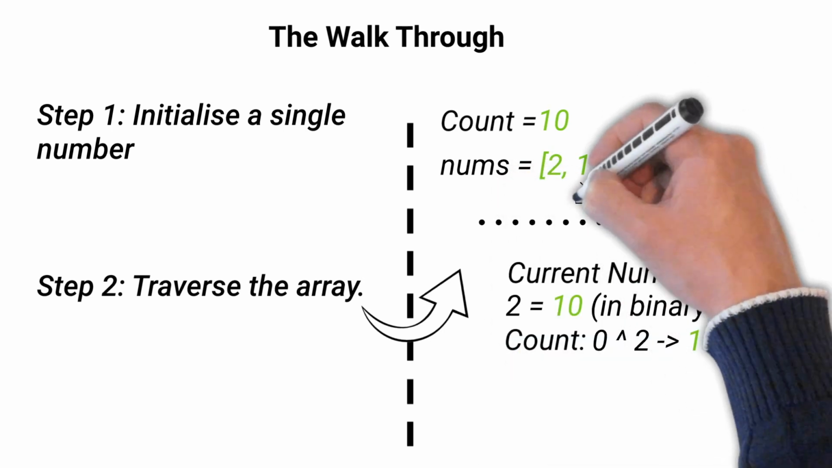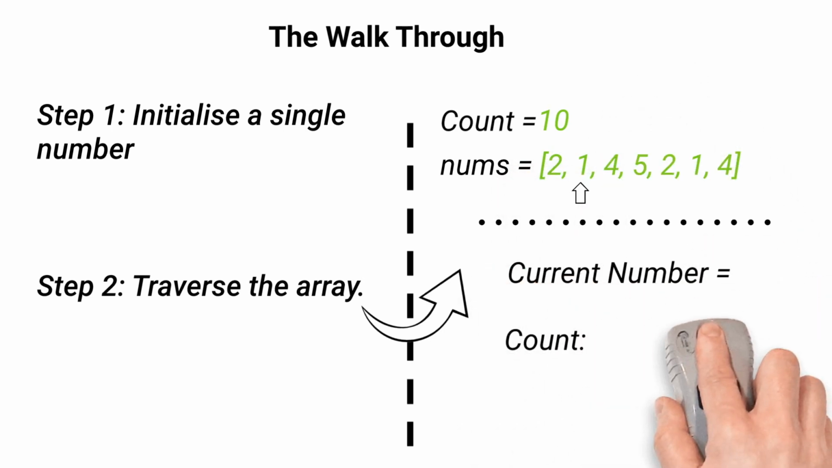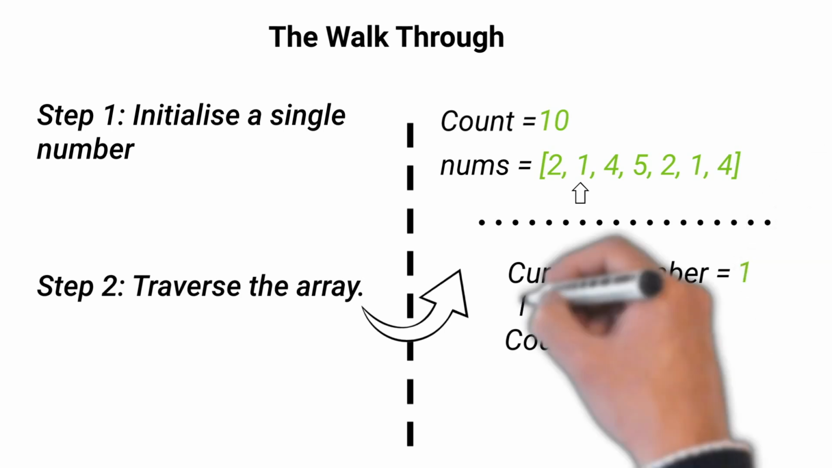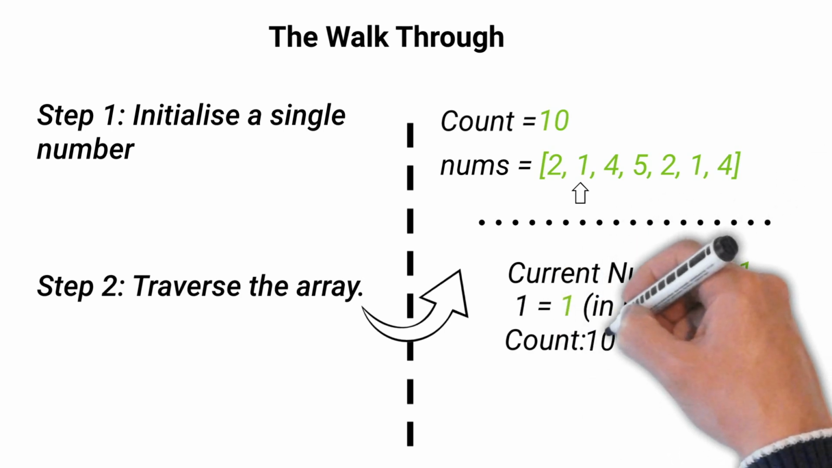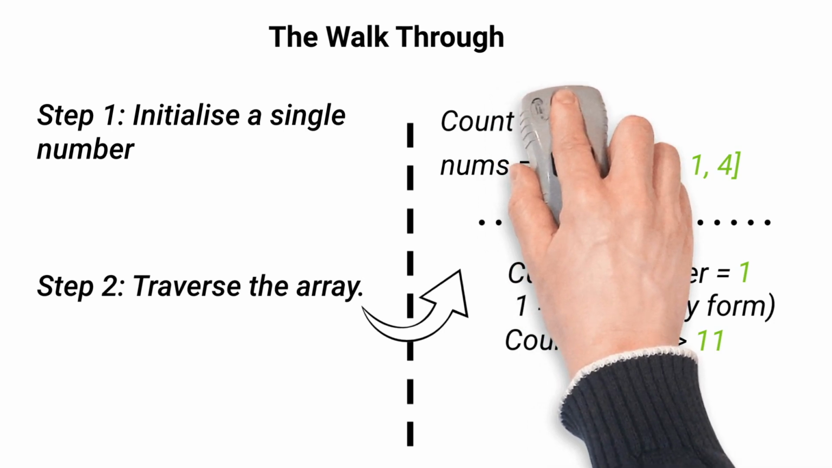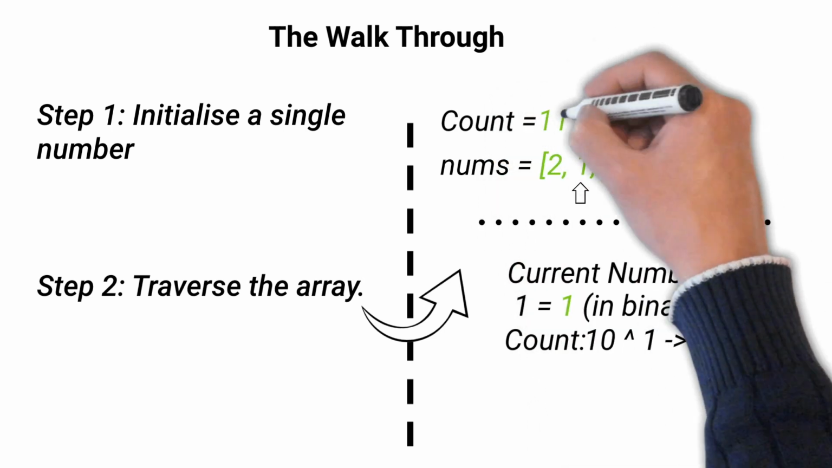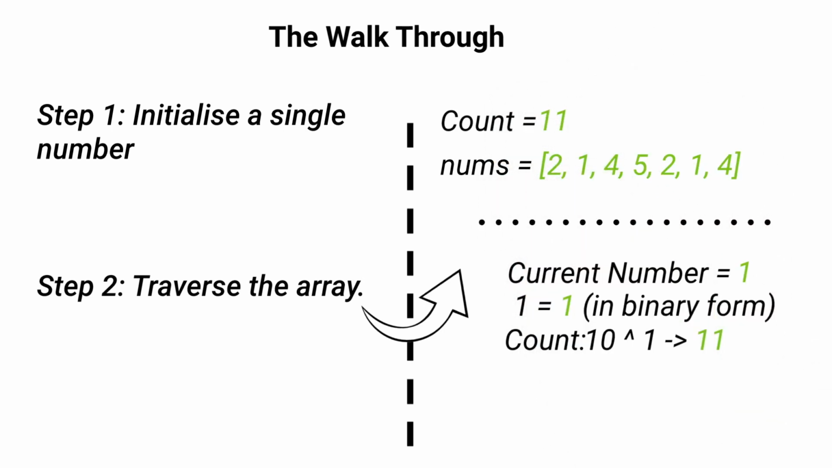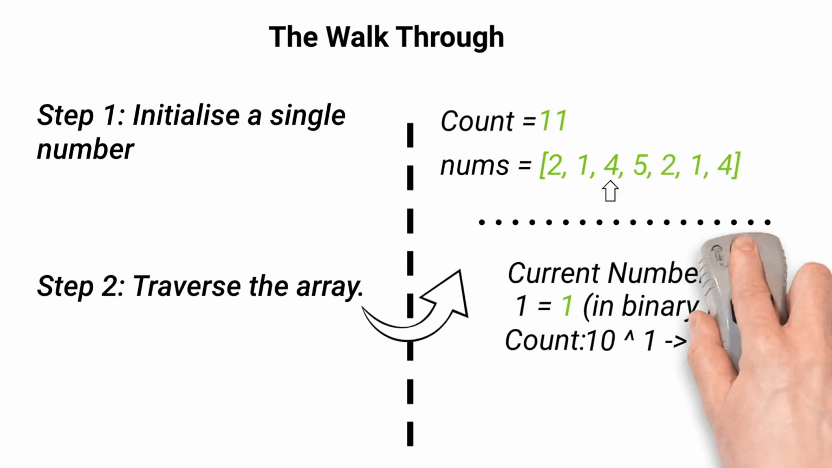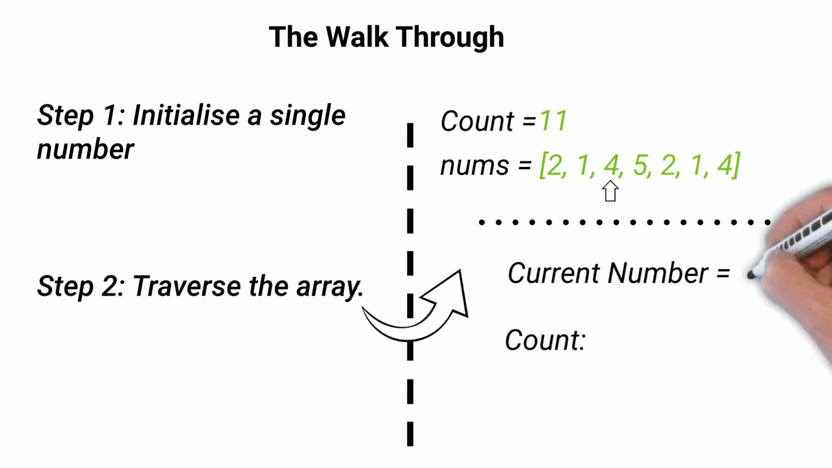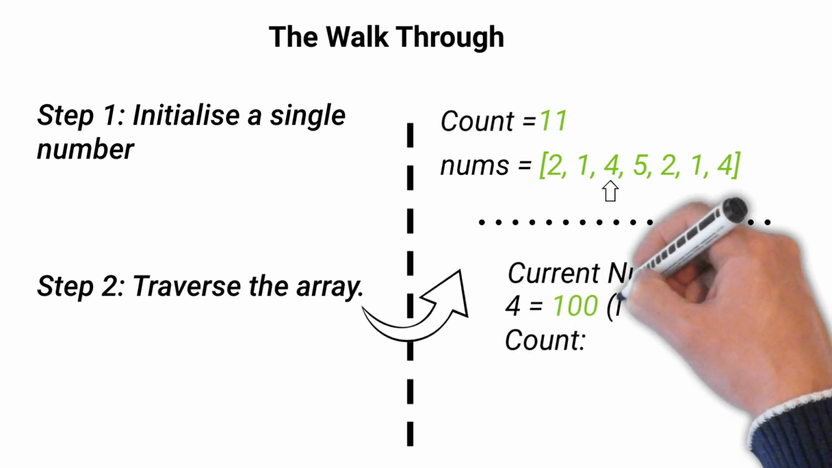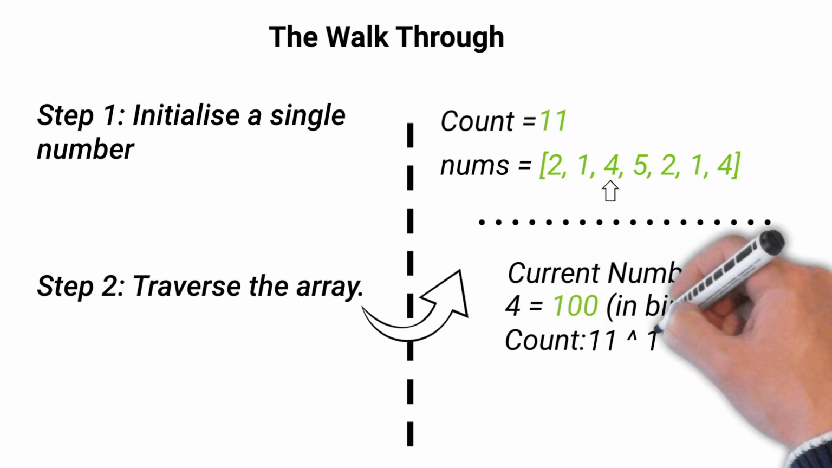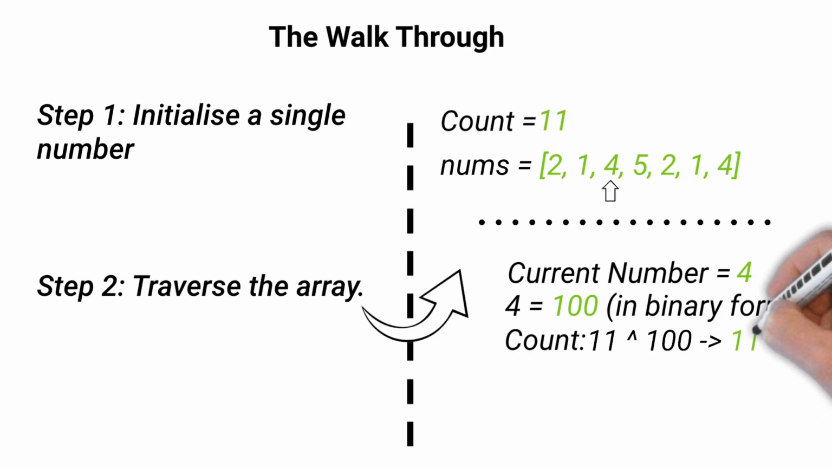Next, move the pointer across the array to 1. Set the current number equal to 1. 1 in binary is 1. So 10 XOR 1 is equal to 11. Update the pointer. Set the current number equal to 4. 4 in binary is 100. 11 XOR 100 is equal to 111.